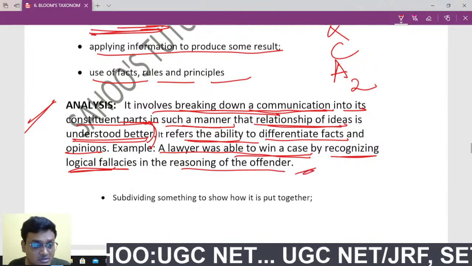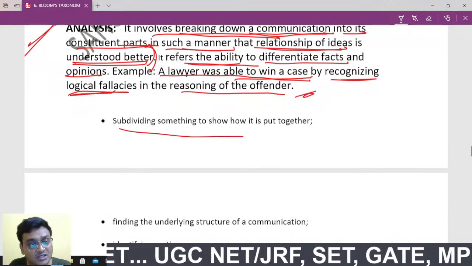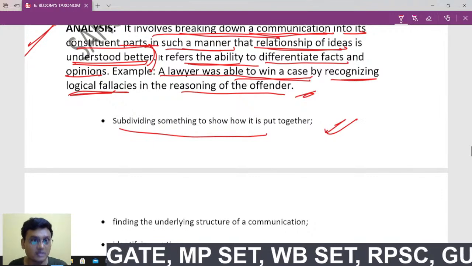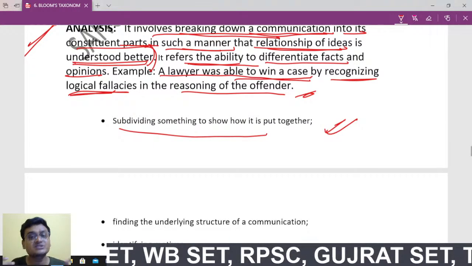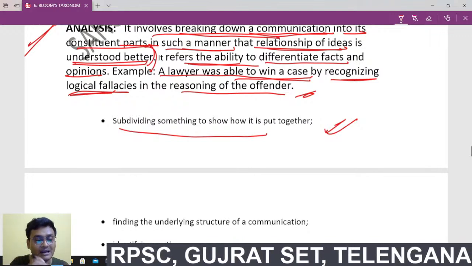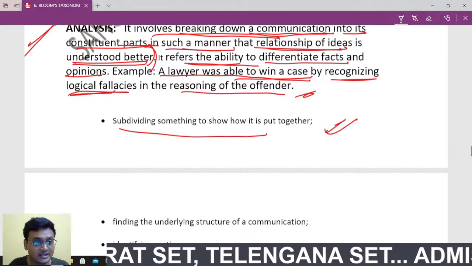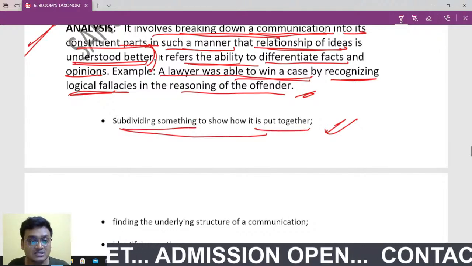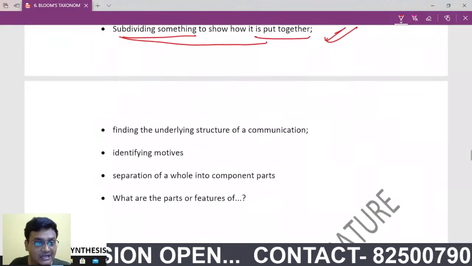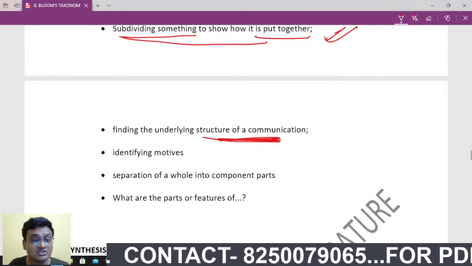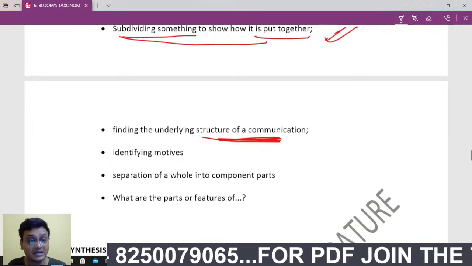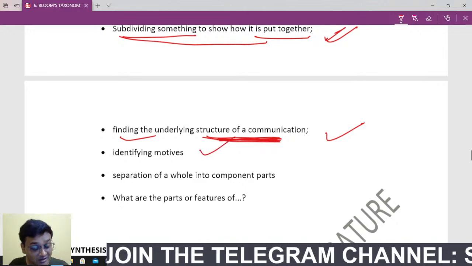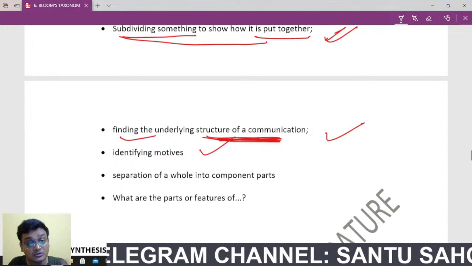So here some subtopics are like subdividing something to show how it is put together, like the structure of a heart. A teacher is teaching the structure of a heart, so taking small parts to show the whole big heart. Subdividing something to show how it is put together, taking small parts to explain the whole heart. Okay, finding the underlying structure of a communication. Understanding the underlying meaning and structure of the communication, finding the motives, like understanding logically what is being said.